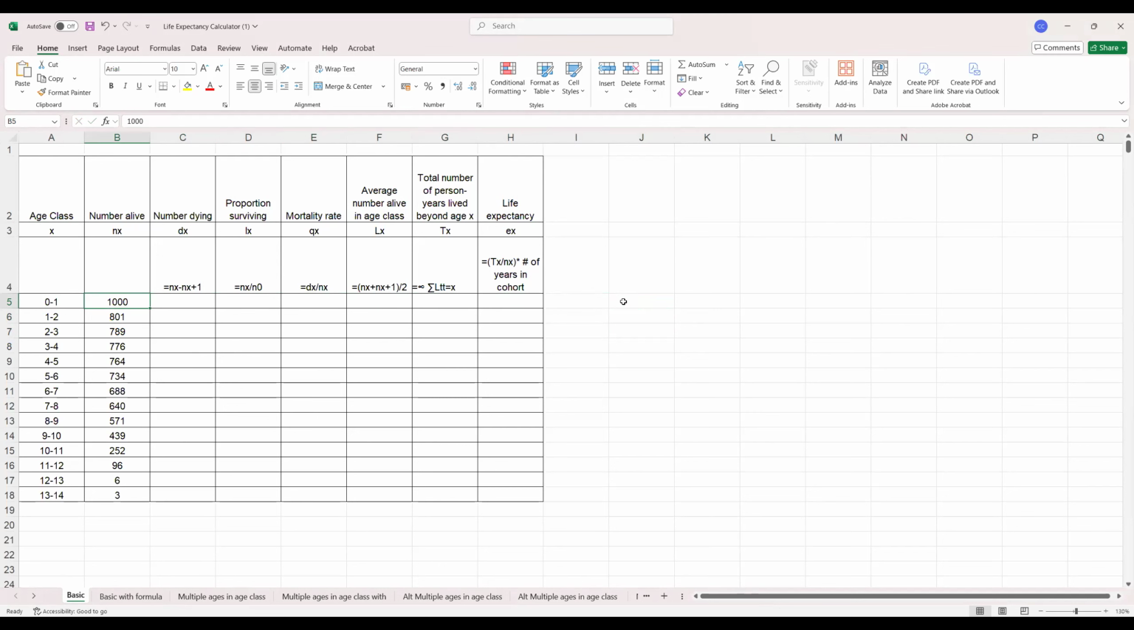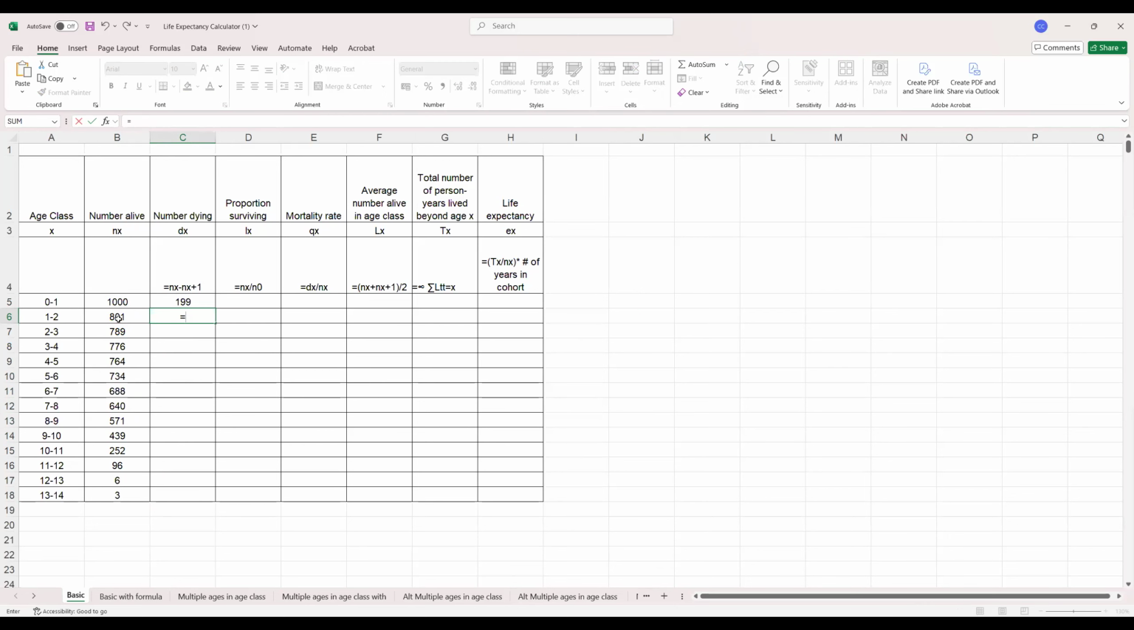Now, ang given information or ang observed is number alive. Ano ang mga pwede nating i-compute? So, isa sa mga unang pwede nating i-compute is number dying. And simple lang siya. Paano mo malaman kung ilan yung namatay? So, syempre, nag-start ka sa 1,000 sa 0 to 1. By 1 to 2 years old, 801 na lang yung natira. So, syempre, ang namatay sa pagitan nun is 1,000 minus 801. So, 199.